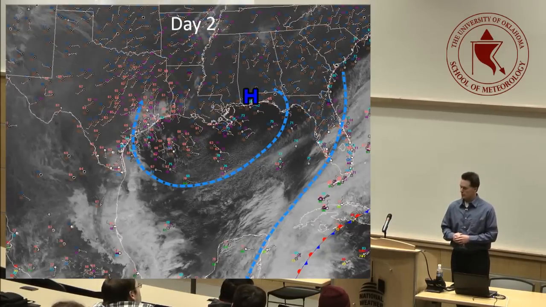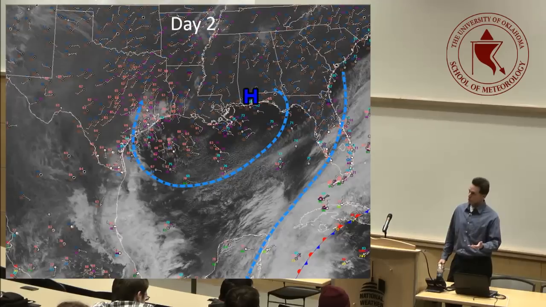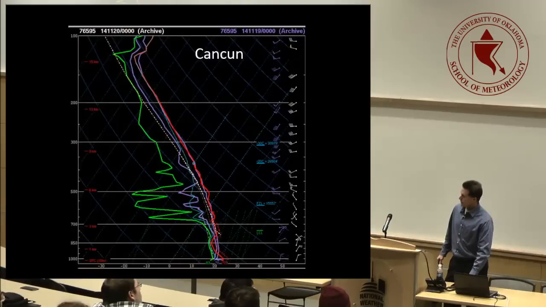So in this case, you get the impression, comparing it to the last map, that the air that is moving into Texas is coming across the northern Gulf. So it's not moving over the warmest water, and it has not been over water for long. Okay, we'll look at the soundings.